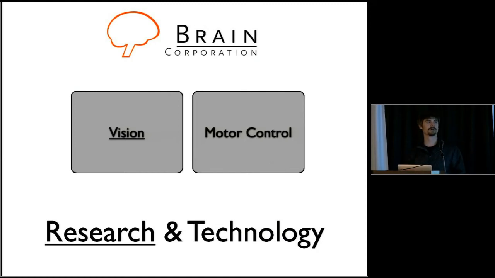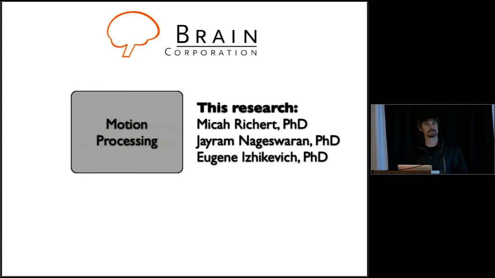So just a brief moment on Brain Corporation. We are a company that has two core focuses: vision research and perceptual systems, stuff that's close to the periphery, and then close to the periphery on the other end for motor control. I'm on the vision side, and that's all I'm focusing on. We also work on technologies that we want to enable. This is fundamentally a research talk and a research focus, so it's basic science, what we can enable by virtue of spiking neurons in a network. It's work that I've done with Micah Richard, Jairam Nageswaran, and Eugene Izhikevich. And this is all motion processing work at Brain Corporation.